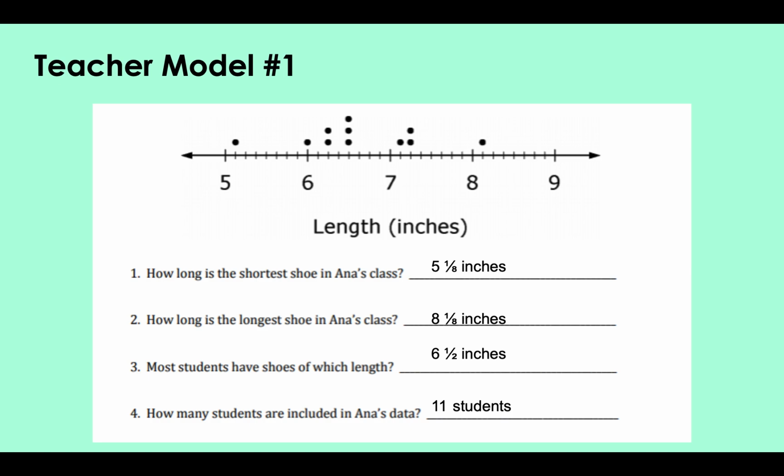Number 3, most students have shoes of which length? So now I'm looking at the number on our number line with the most dots above it. And that's 6 1/2 inches, has 3 dots above it, which means 3 students have shoes that are 6 1/2 inches. Number 4, how many students are included in Anna's data? And this is my favorite type of question. You just have to count the X's or dots on the number line. So altogether, there are 11 students included in Anna's data.